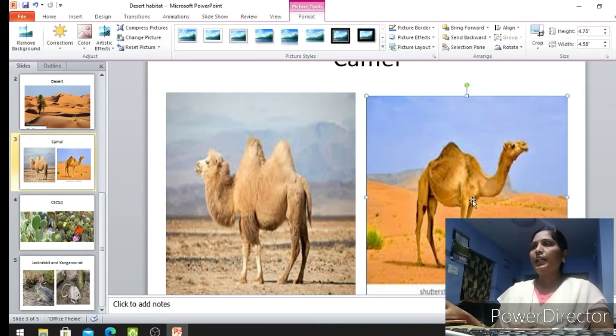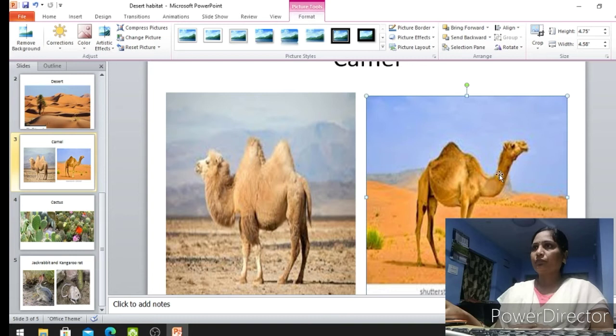How are these eyelashes helping the camel? They are helping to avoid wind storms. When wind blows very fast, that wind will not fall into the eyes of the camel due to the long eyelashes. It will close its eyes, and the eyelashes help to keep the sand from falling into the eyes of the camel. So this is the third adaptation which the camel shows, and with the help of these characters it is surviving in desert areas.